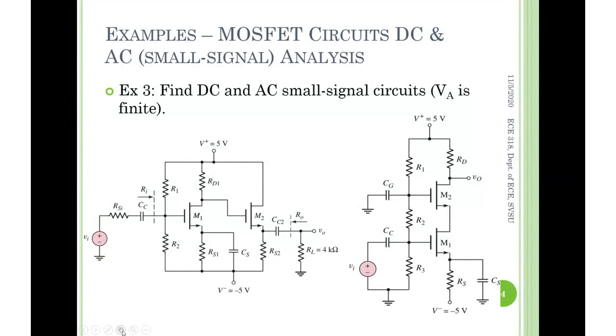The DC circuit is fairly easy. This one is open, and then this one is open. That's it. The rest of the circuit is the DC circuit. Same thing here.